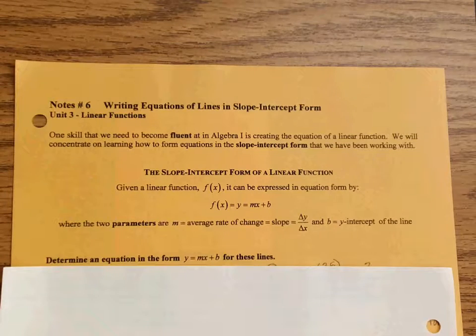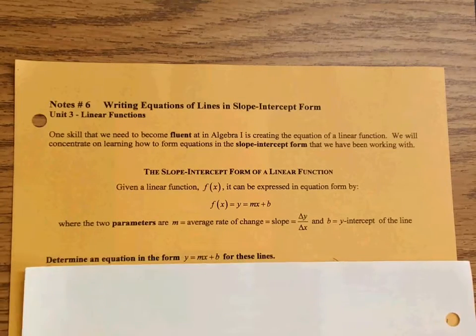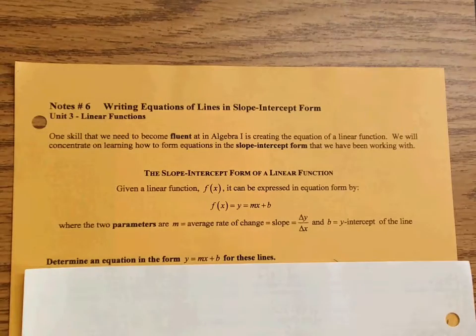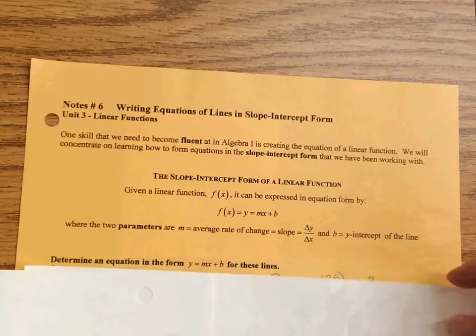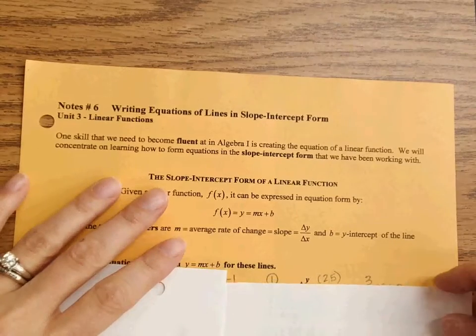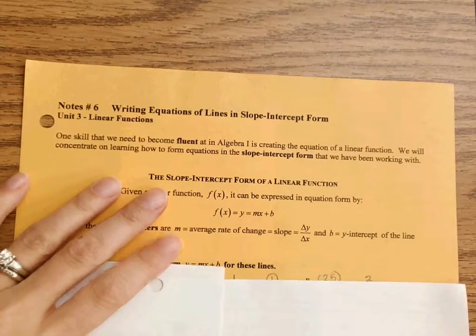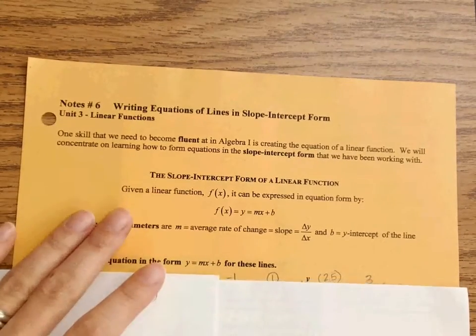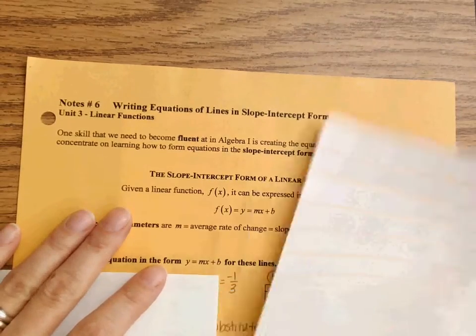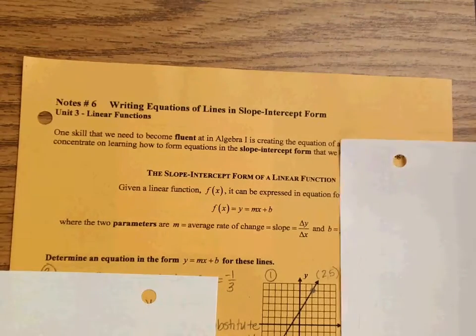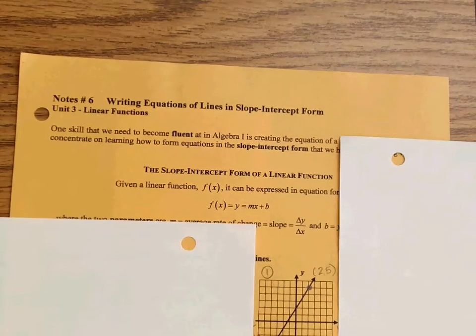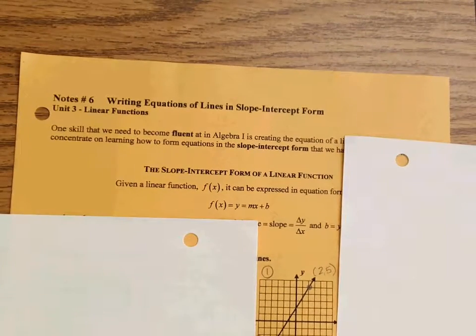Now, I actually put the graphs in the wrong order. And so we're going to start with the second graph, the one on the left side, rather than the one on the right. Whoops. And so what we're going to do is write this in slope-intercept form. Hopefully you guys remember.